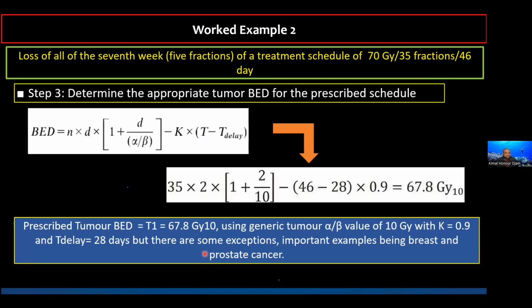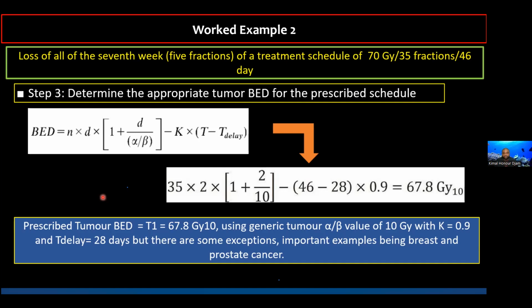And so the next step, step 3, would be for us to calculate the tumor BED for the prescribed schedule. Now, in this particular example, for simplicity, I'm going to take K to be 0.9 and our T delay to be 28 days. For the most part, it typically ranges between 21 and 28 days.